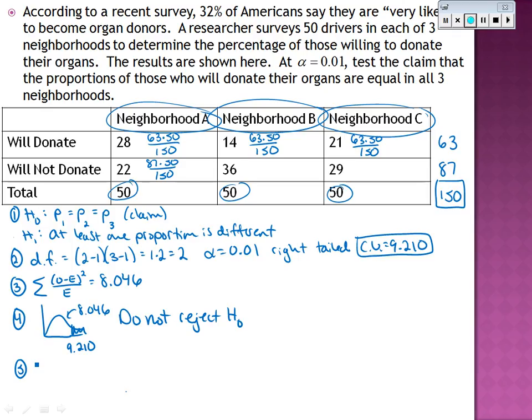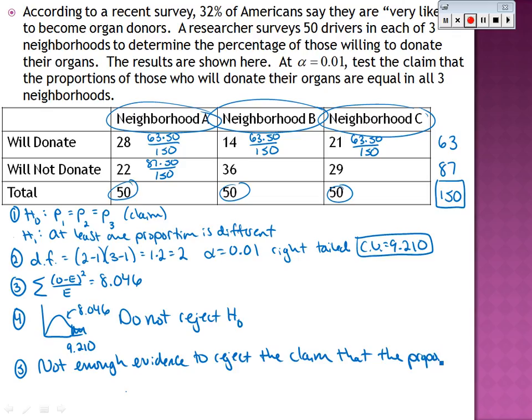So now our third example, we get to, again, refresh ourselves on how do we word that summary. And we would say not enough evidence to reject the claim that the proportions of those who will donate organs are equal.